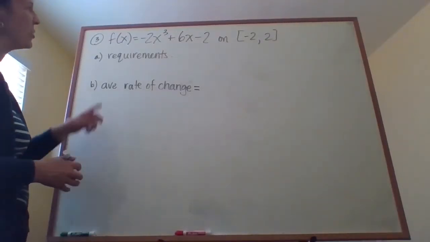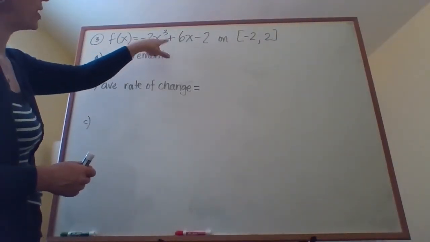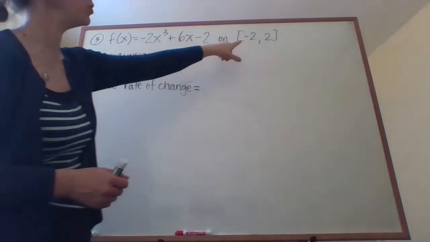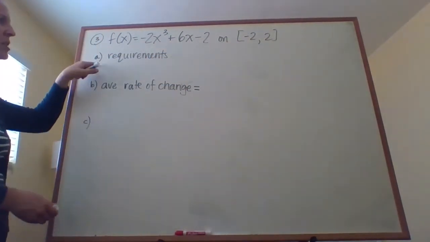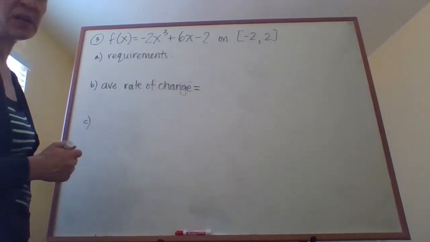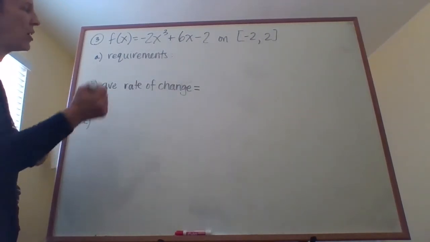All right, guys, here's number 3. F of x is negative 2x cubed plus 6x minus 2, and we're on the interval from negative 2 to 2. The first question is, what were the requirements of the mean value theorem, and are all those requirements met?